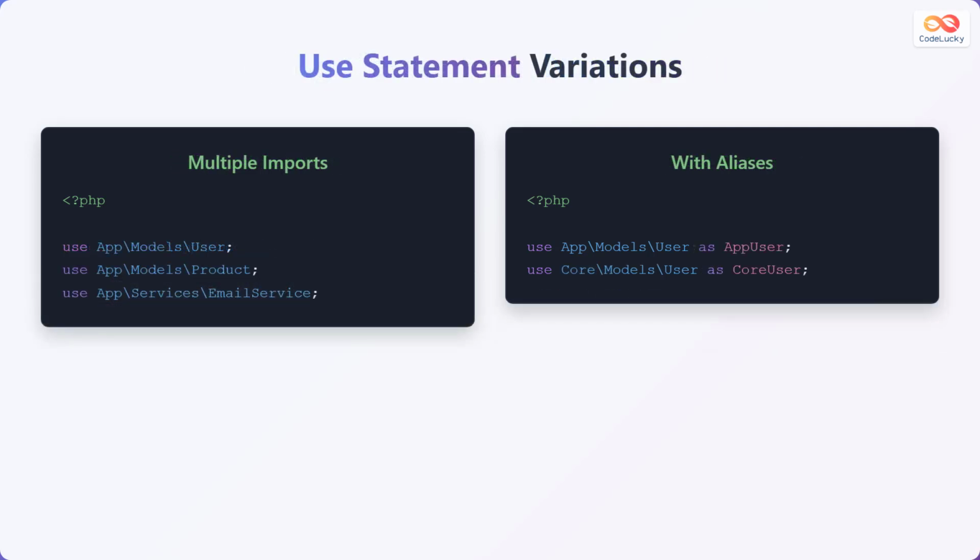The use statement in PHP offers several variations to make your code more readable and maintainable. First is multiple imports. You can import multiple classes from different namespaces in a single file using separate use statements for each class. The second one is with aliases. You can assign aliases to imported classes using the as keyword. This is particularly useful when you have classes with the same name from different namespaces.